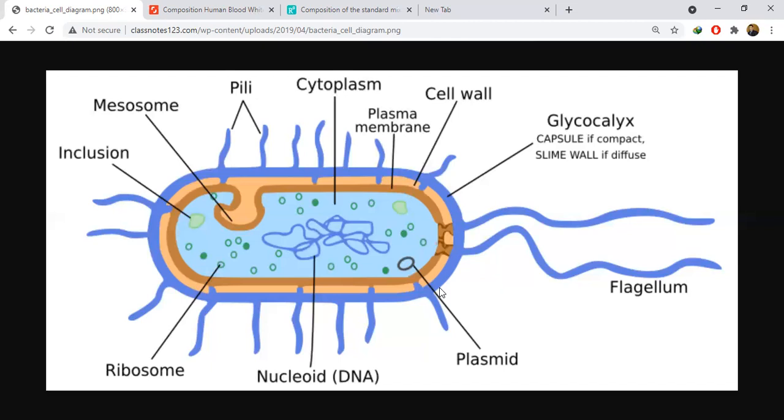Nucleoid DNA, it's also DNA. Plasmid DNA, it is also DNA. So, in how many forms does DNA exist in a prokaryotic cell like bacteria? How many forms? 2 forms there.